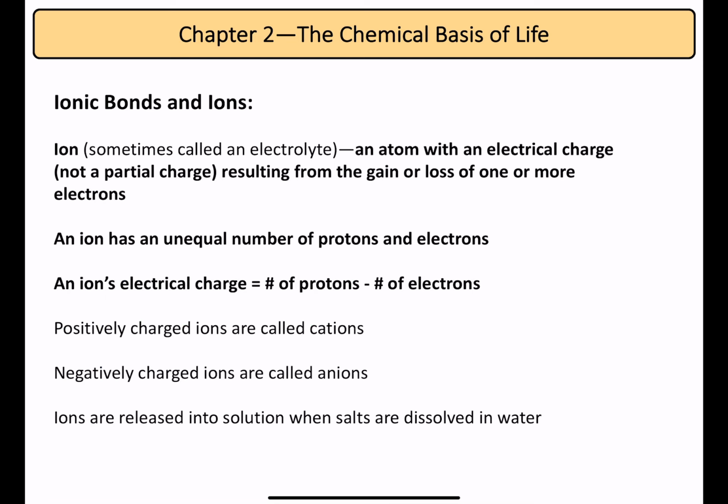So I'll say that again. Ionic bonds are not as strong as covalent bonds. So covalent are the strongest. Ionic are intermediate. Hydrogen are very weak. So ionic bonds are not very strong because water can break them. So they dissolve in water.